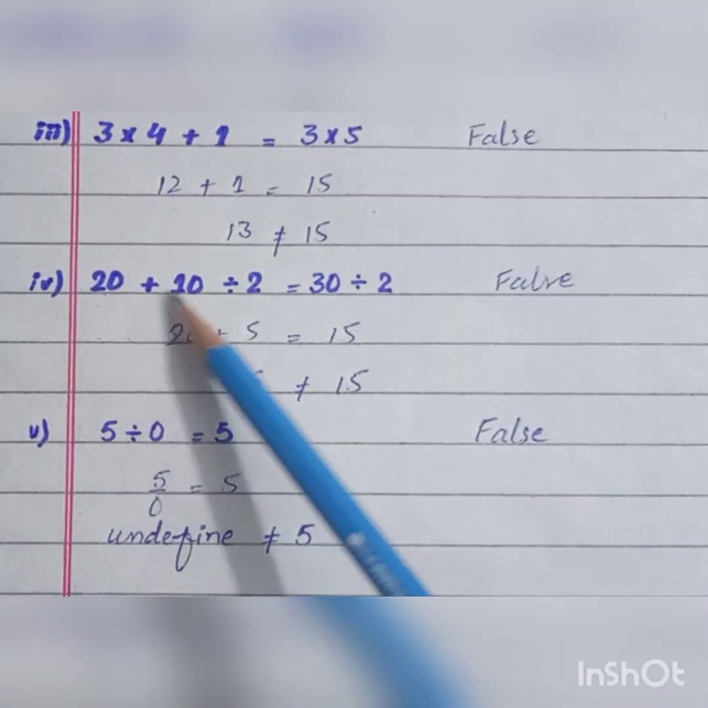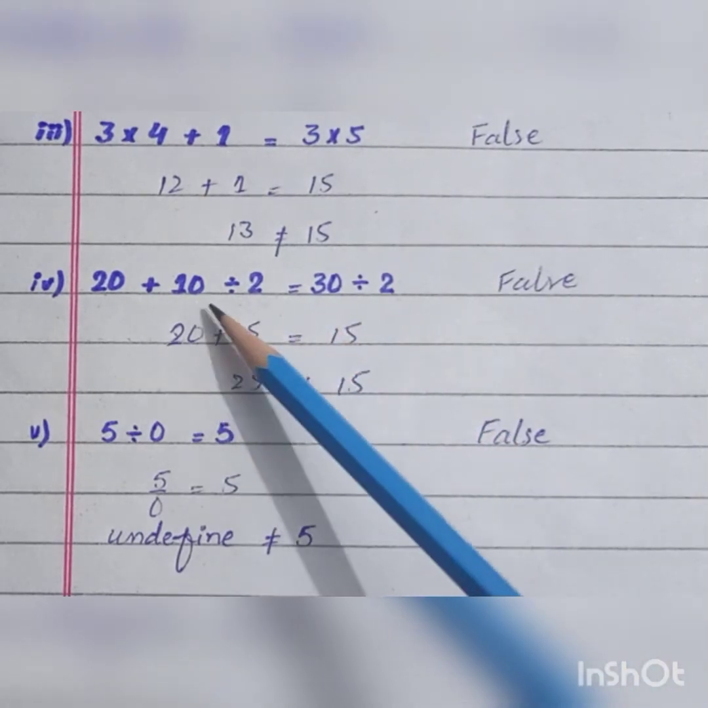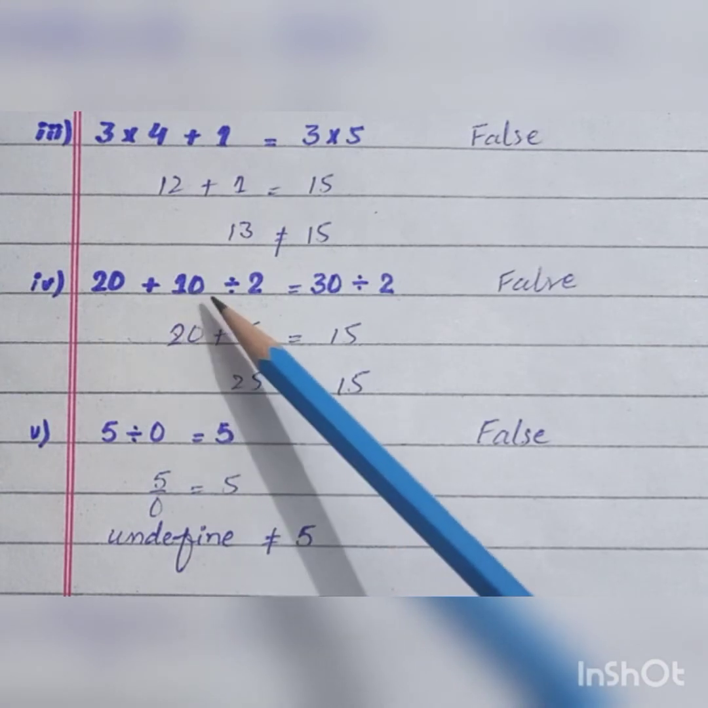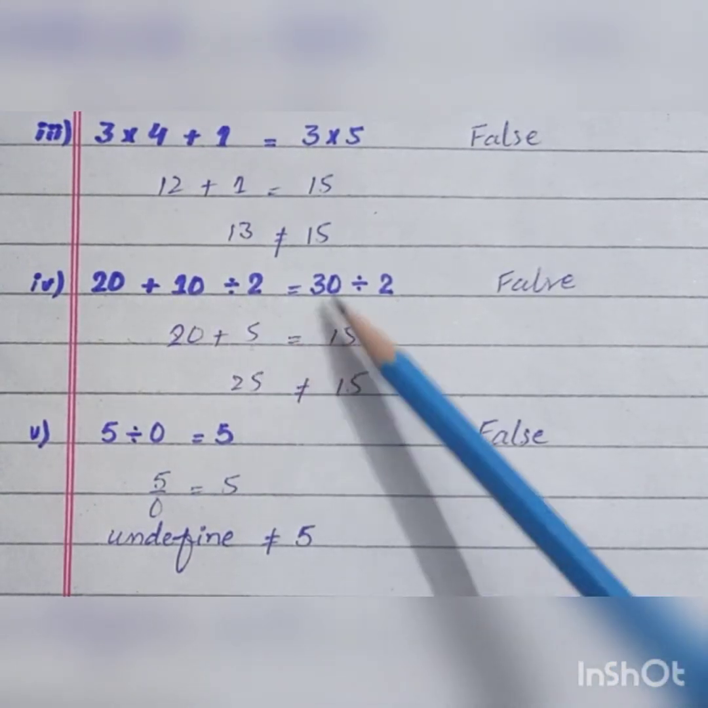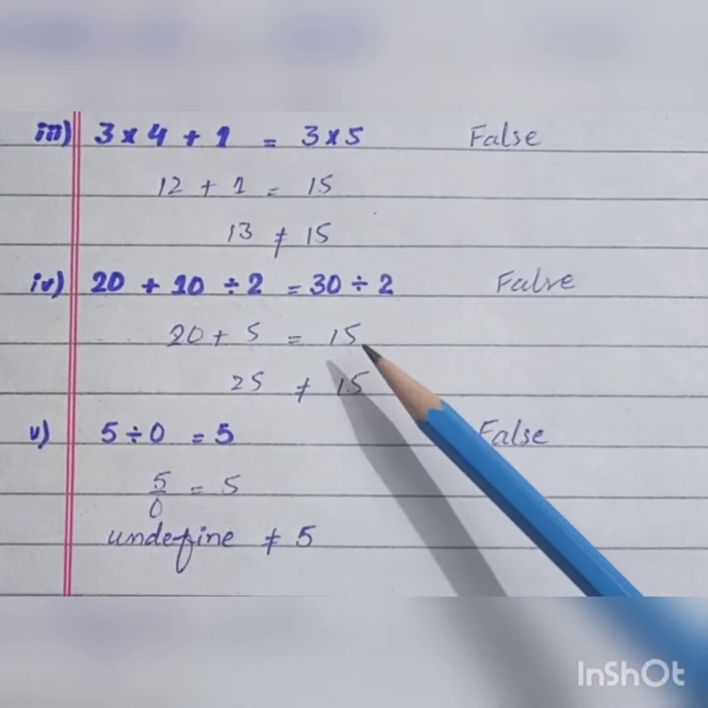Part number 4 is 20 plus 10 divided by 2 is equal to 30 divided by 2. We will divide these two numbers first and then add 20. 20 is as it is, and by dividing 10 and 2, the answer is 5, as 2 5s are 10, is equal to 30 divided by 2 is equal to 15, as 2 15s are 30.